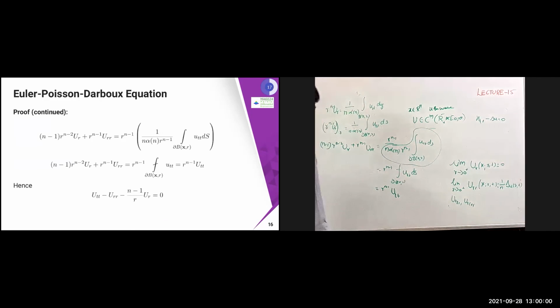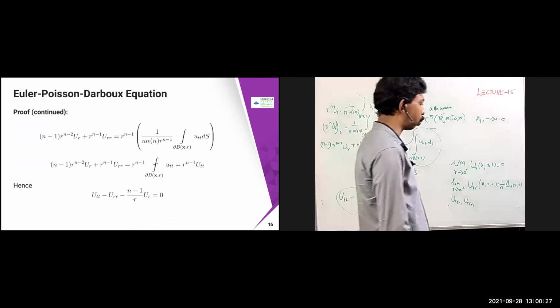So this part is as it is, this part is as it is, so you are going to get UTT. Just divide by R power n minus 1 everywhere, so you are going to get UTT, and this goes to that side, so it is going to become n minus 1 by R into UR, and then minus URR equal to 0. So that's what we want to prove.